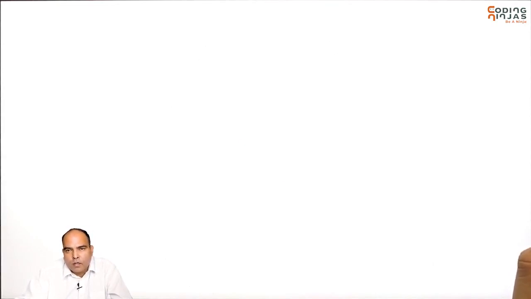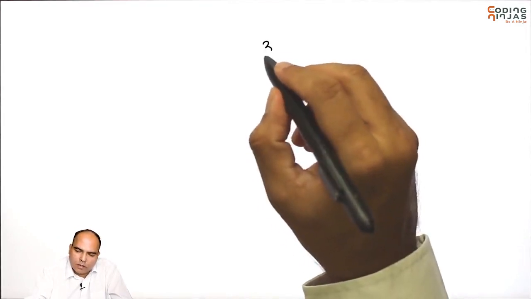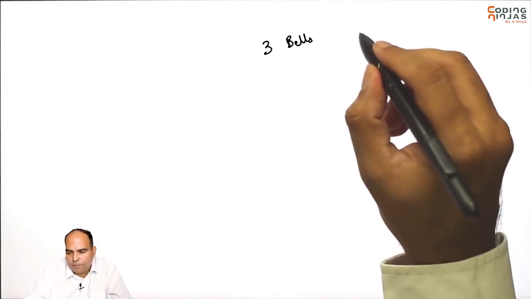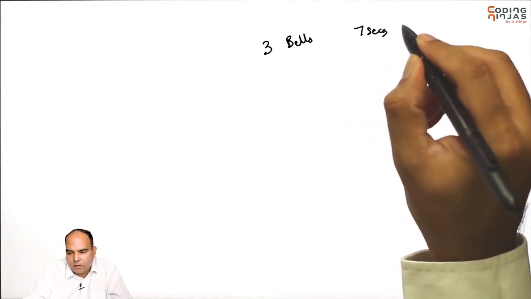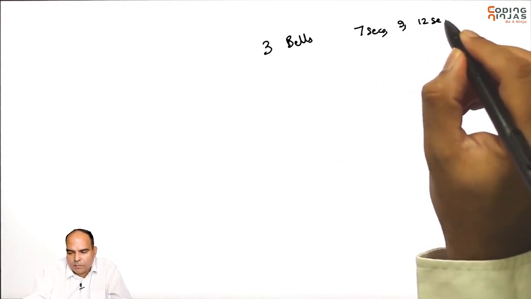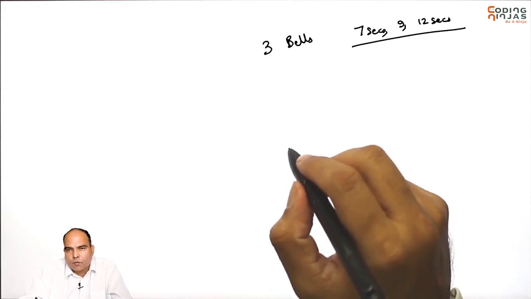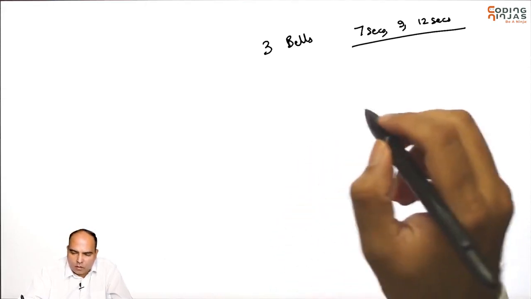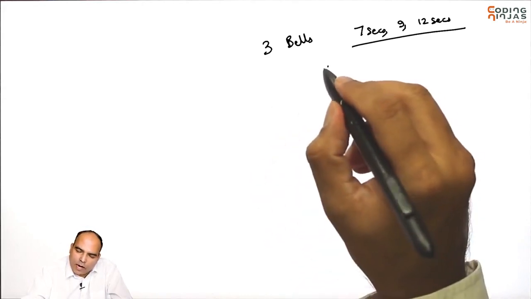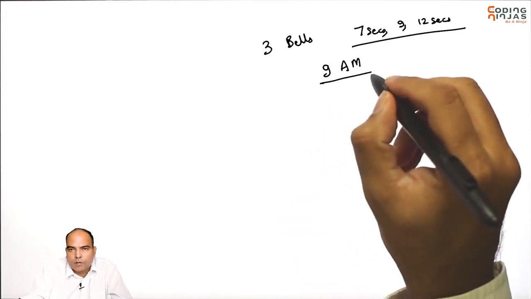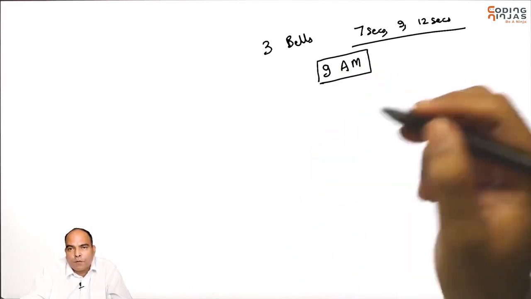That's the first part. Now, the next question I want to talk about is the bell tolling question. It's a very common question in aptitude exams, which talks about three bells that toll at intervals of 7 seconds, 9 seconds and 12 seconds respectively. If they all ring together at 9 am for the first time, at what time will they ring together again for the first time?